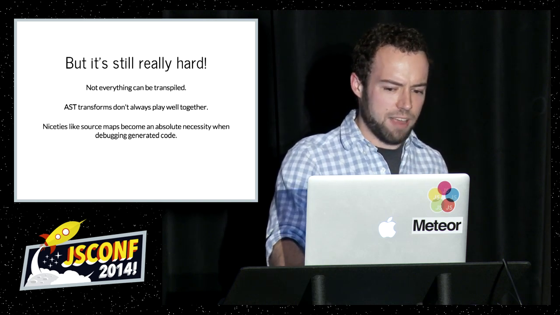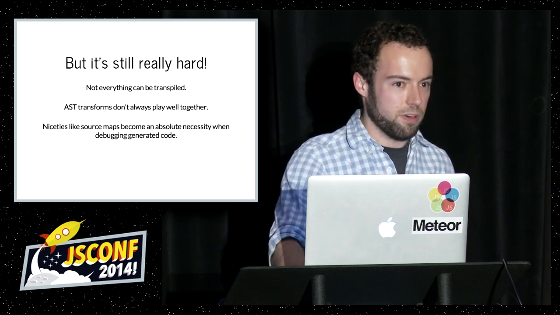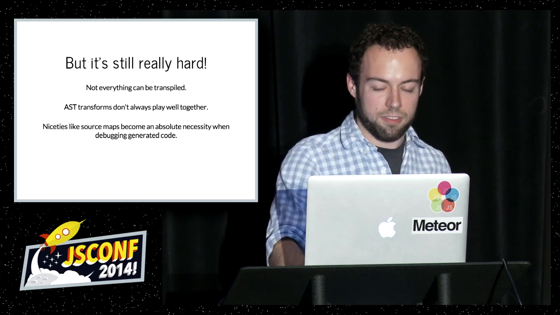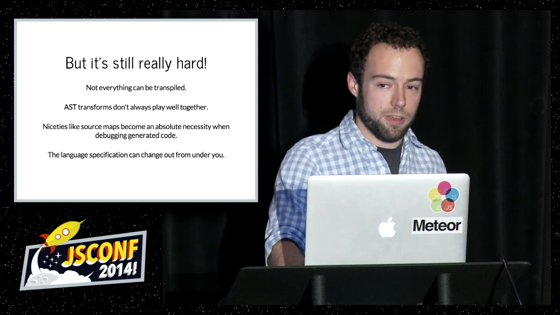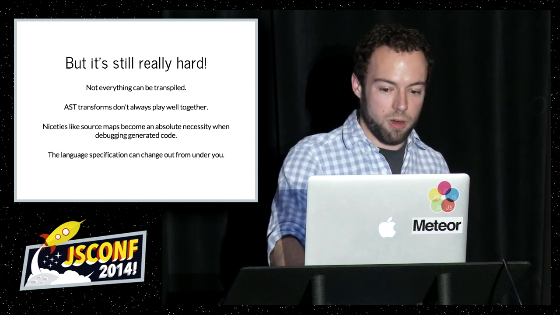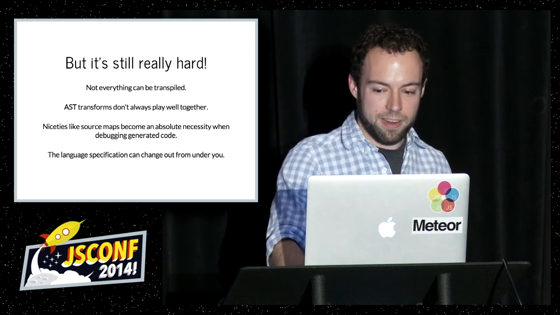You really need to have something like source maps when you're debugging generated code like we just went through, because it's not as readable as the futuristic syntax for sure. And the language specification can totally change out from under you. Async and await, not specified yet. Might have to rewrite that pull request, but it wasn't too much effort in the first place, so I'm going to try to track those changes as they come.